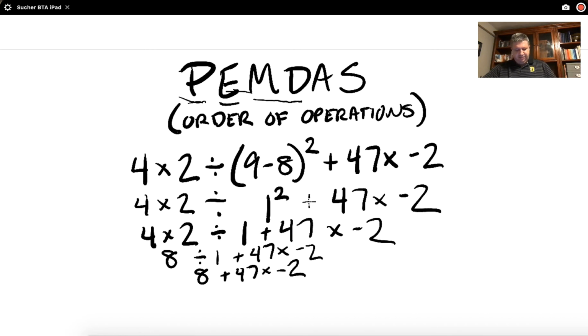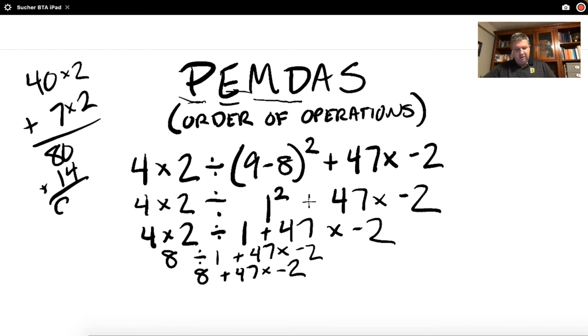And then I hit addition. And I still have a multiplication left, so I have to do this before I move on to the addition subtraction part of PEMDAS. So 47 times a negative 2, this is maybe toward the higher end of our mental math. A way you can tackle this is that you take your 40 times 2 plus 7 times 2. So 40 times 2 is a pretty easy one, 80. And then 7 times 2 is 14. So 94 is 47 times 2.